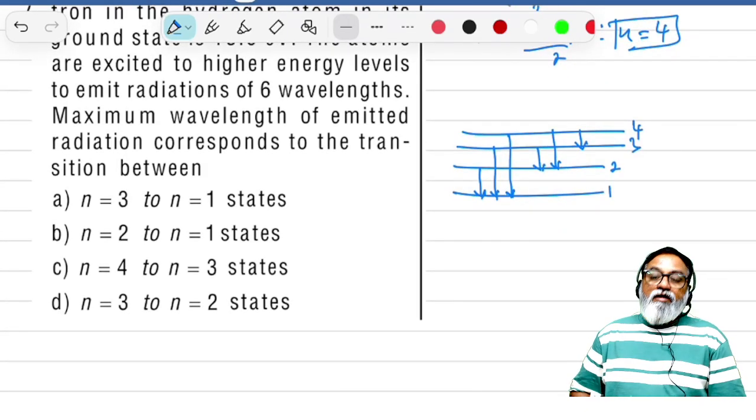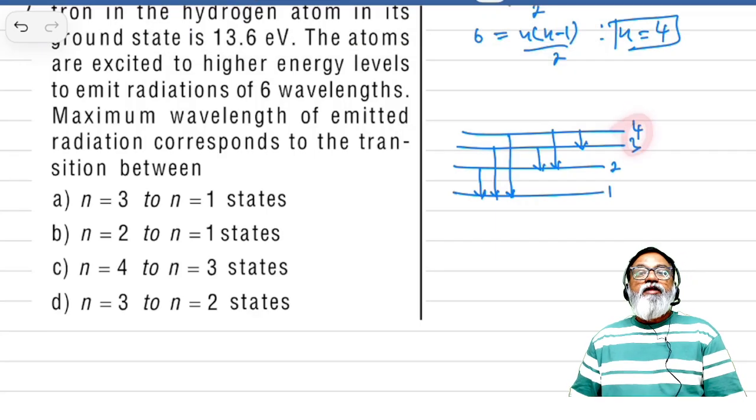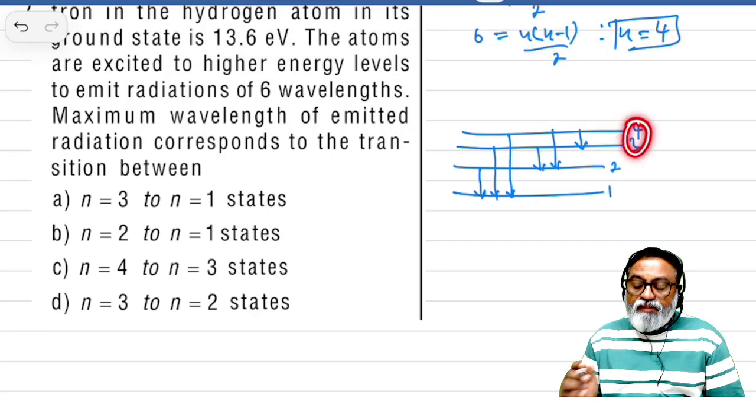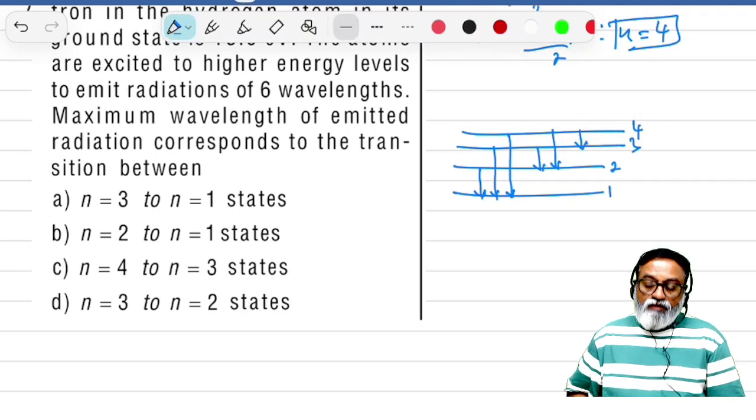In this, maximum wavelength means the energy difference should be minimum. Between 4 and 3, there is a minimum energy difference. Therefore, the answer is the transition from 4 to 3.